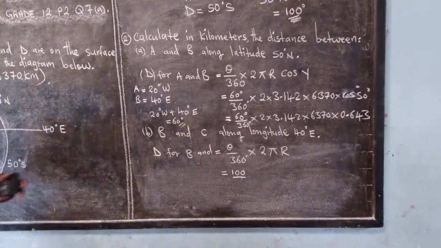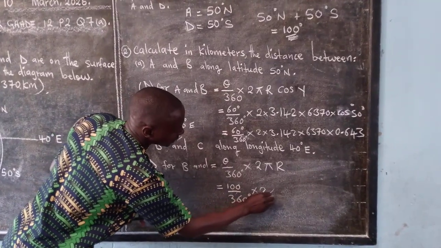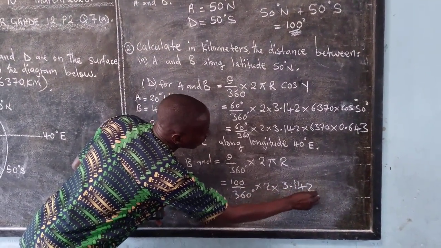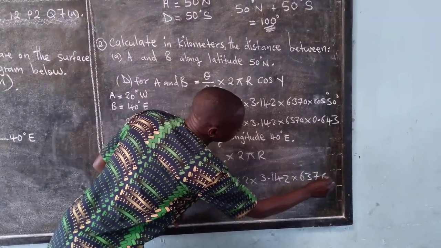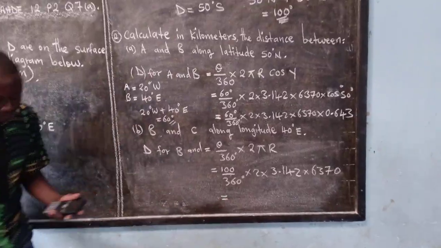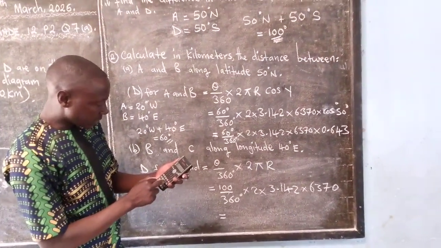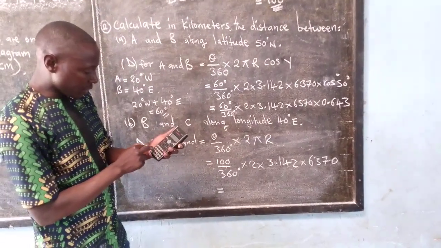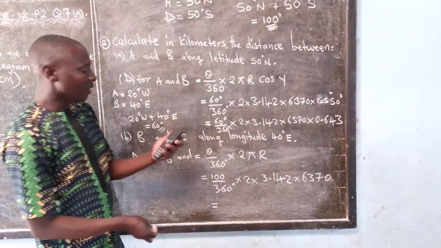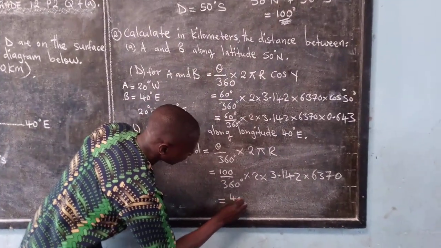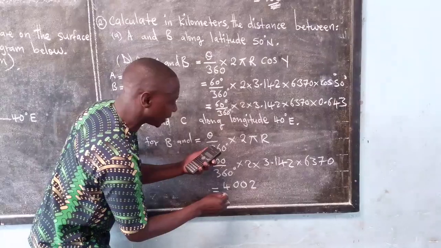Do like this. Are we together? You put 100 over 360 degrees times 2 times 3.142 for pi, then the radius times 63.70. This one I will just do once on the calculator to avoid wasting time. 100 times 2 times 3.142 times 63.70. The answer will be 4,002, not even 4,000, but 4 million.